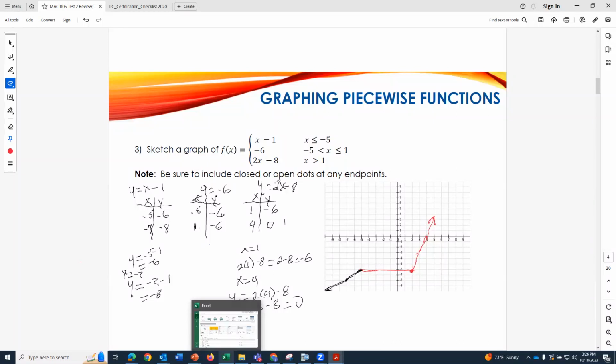What I suggest you do is always try to have an XY table for each function and graph it in the particular area, the given domain, and that's the way you get the piecewise function graph. If any question, we go to the next one.